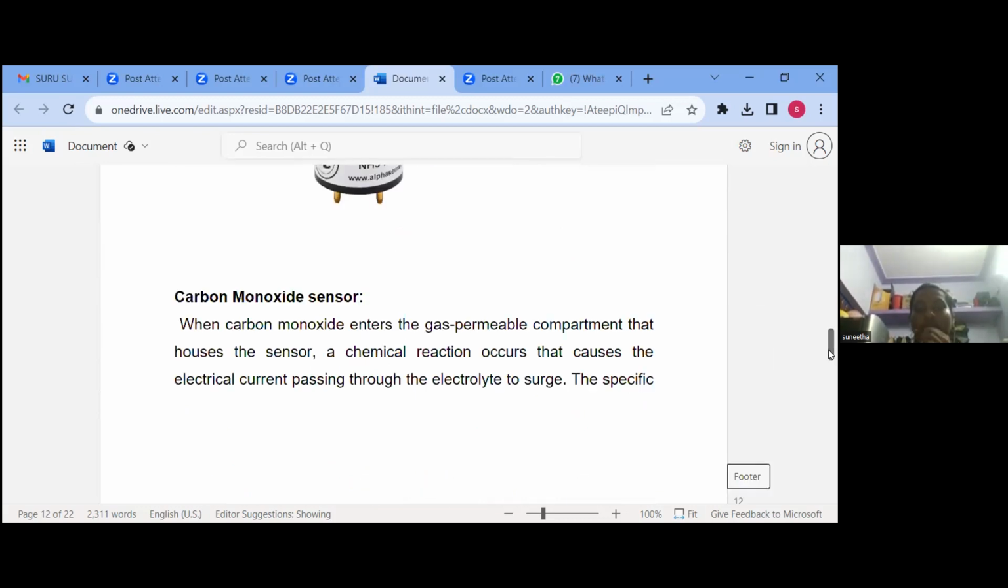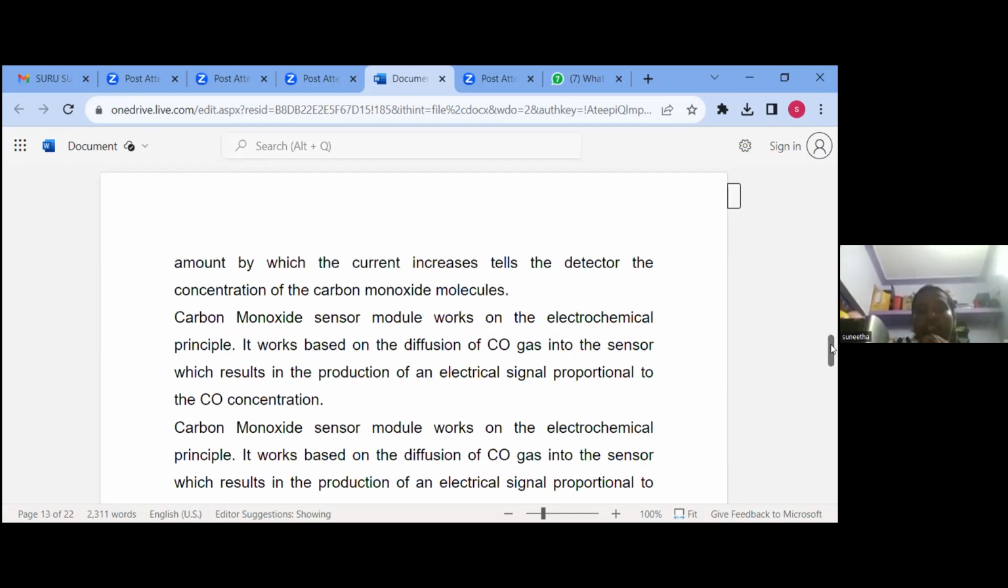And next sensor is carbon monoxide sensor. When carbon monoxide enters the gas permeable component that houses the sensor, a chemical reaction occurs that causes the electrical current passing through the electrode to surge. The specific amount by which the current increases tells the detector the concentration of carbon monoxide molecules. Actually, carbon monoxide sensor works on the electrochemical principle. When carbon monoxide is surrounding the sensor, the sensor senses it, and based on the level, it provides a current. And if the current is beyond the standard value, then we can identify that the carbon monoxide level in the air is increasing.